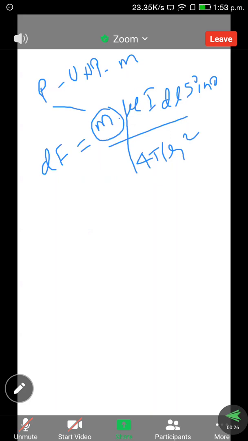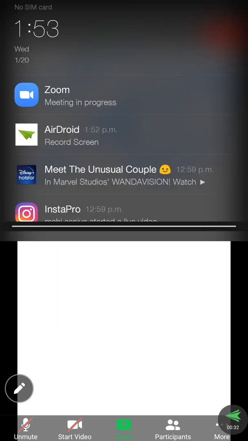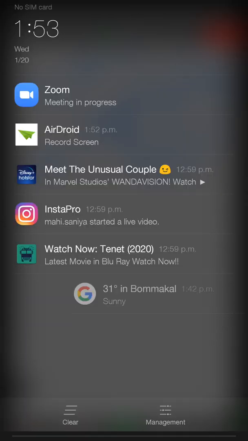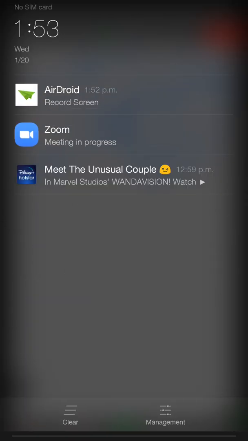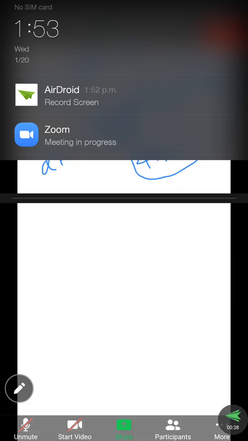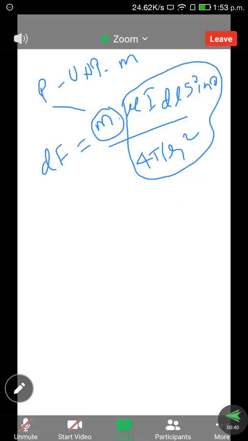The remaining portion is the overall field strength of a given conductor. If we multiply, then we get the total force for a given conductor. Correct? So m into mu into I into dl sin theta by 4 pi r square. Now we simplify this equation.